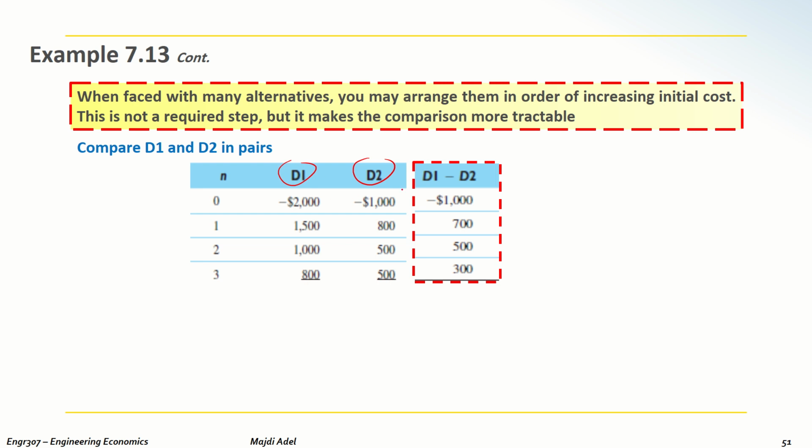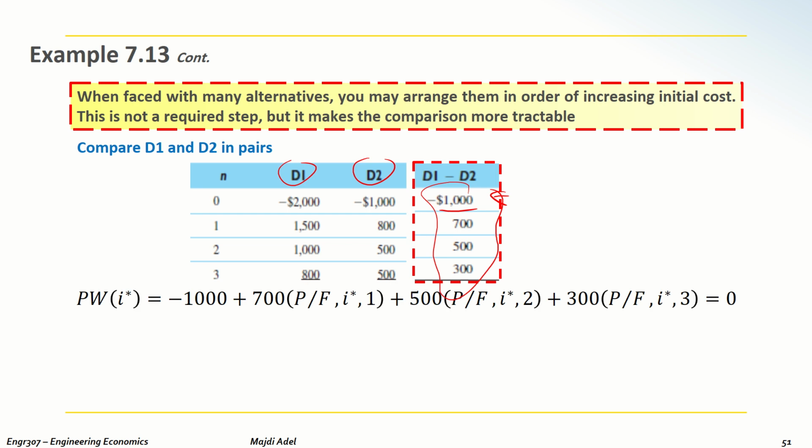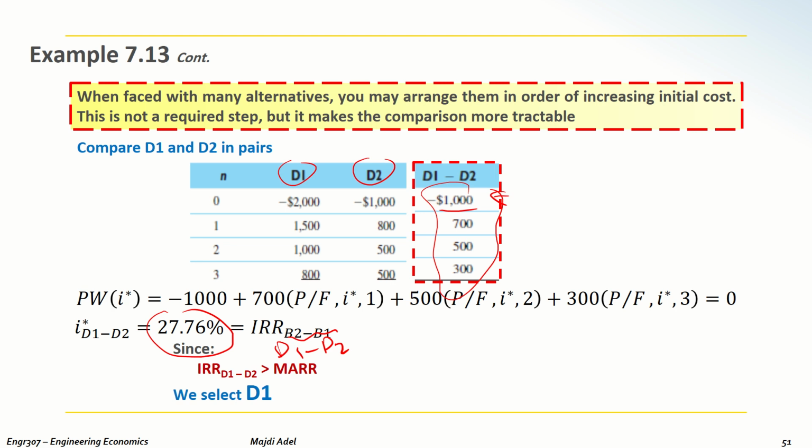If I choose D2 minus D1, it's going to give me positive 1,000. So the first cash flow must be negative. So it's going to be D1 minus D2. Minus 2,000 minus 1,000, which is going to be minus 1,000. And this is the remaining of the incremental cash flow. We calculate the internal rate of return, present worth equals 0. We will find that the internal rate of return of the incremental cash flow is 27.76%. Since the internal rate of return is greater than MARR, we choose D1. Then the project D2 is rejected.